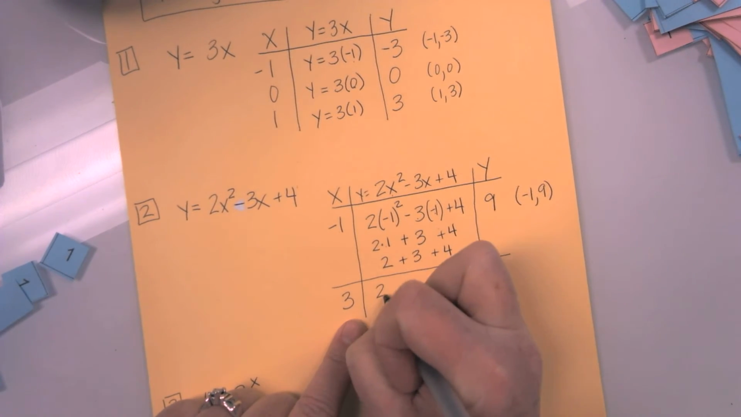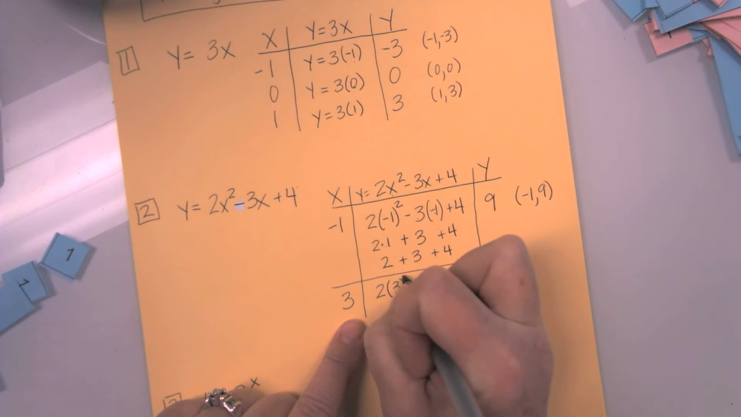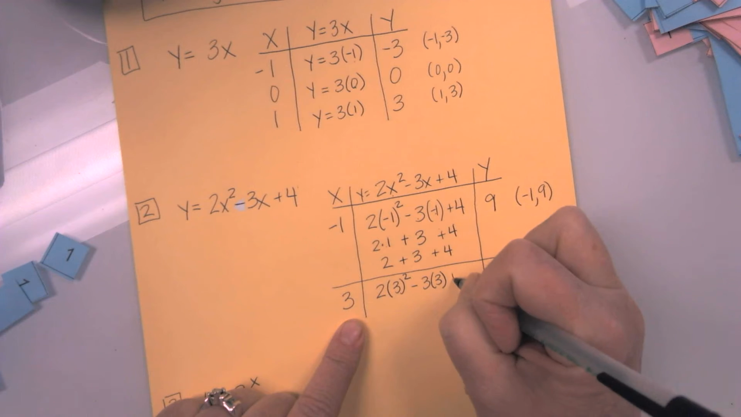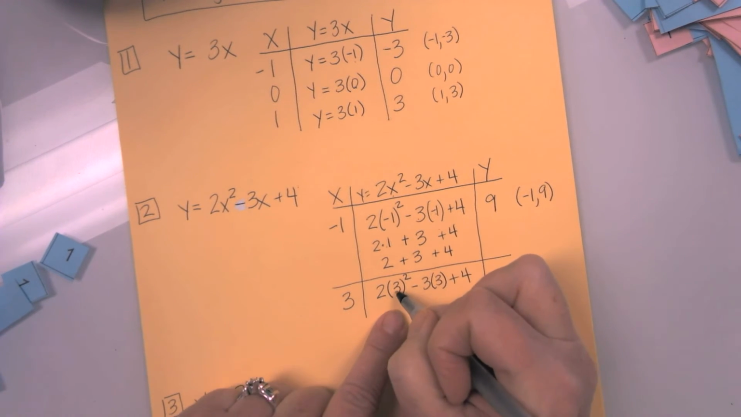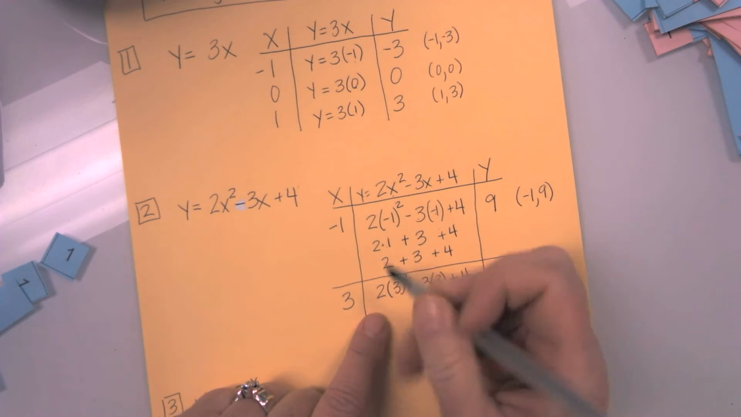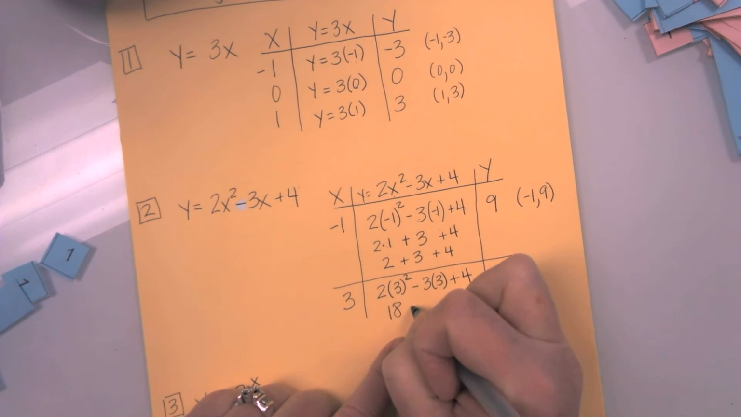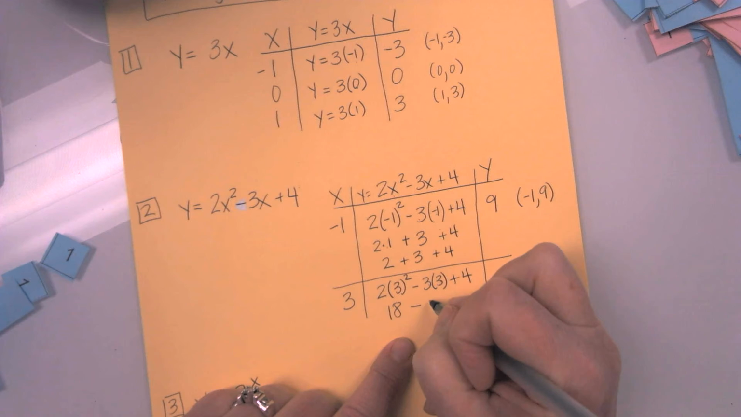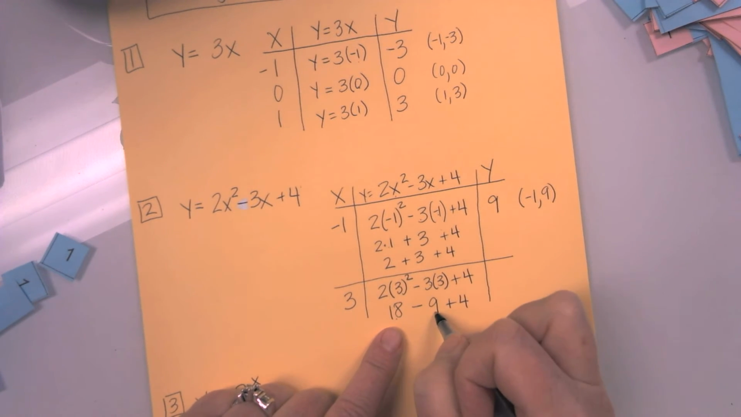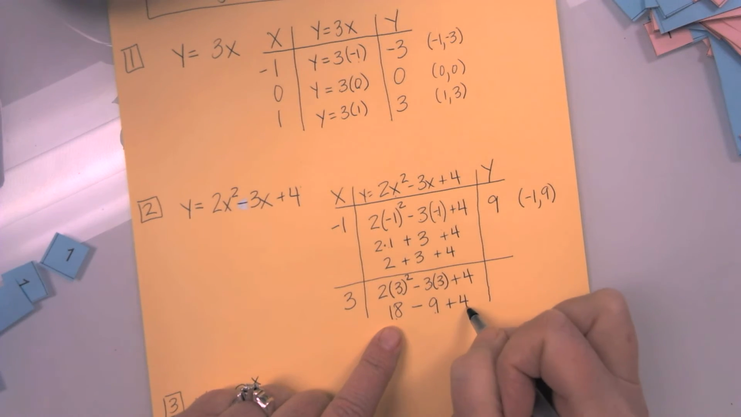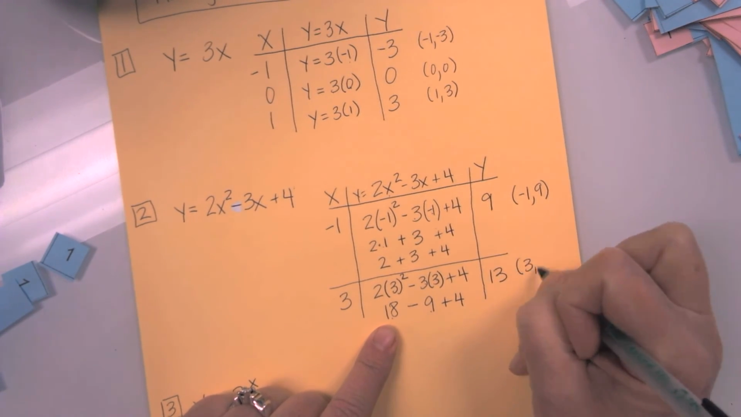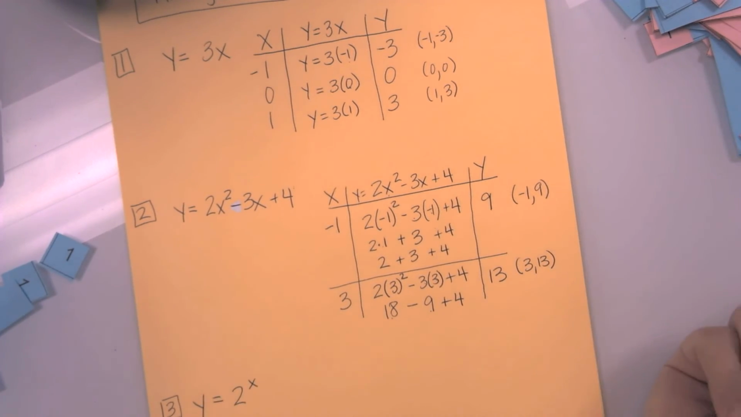So now I'm going to have 2 times 3 to the second minus 3 times 3 plus 4. Okay, well, 3 to the second means 3 times 3, which is 9. Then 9 times 2 is 18, minus 3 times 3 is 9, plus 4. Okay, well 18 minus 9 is 9, plus 4 is 13. So my point is 3, 13, and I could graph that.